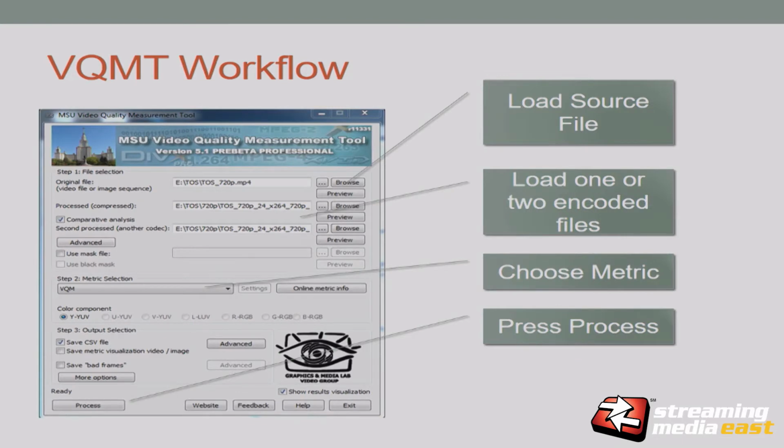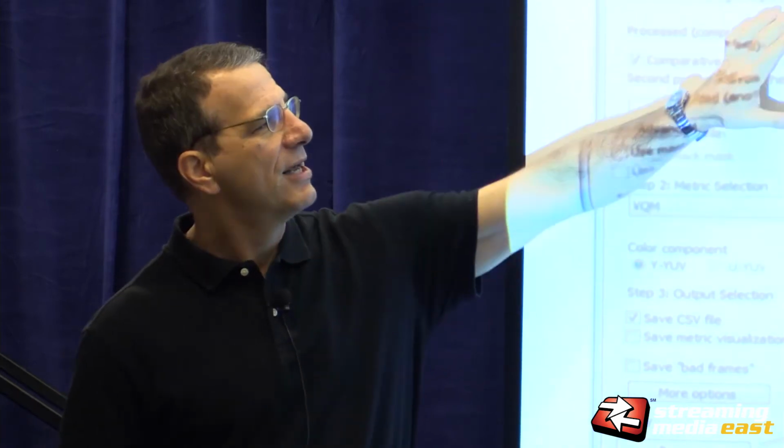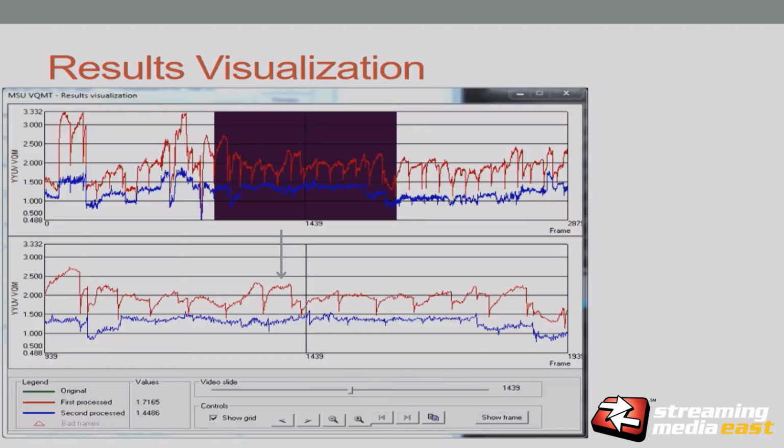And the workflow for this tool, I like to make these camera guys work. You basically have the ability to load one source file and two test files. So if you're comparing VBR and CBR, or one data rate versus another data rate, you can put the two files in and choose your metric here. It can be PSNR, SSIM, SSIM plus. It's got 20 or 30 different metrics you can use. Press process, and then it starts to run.